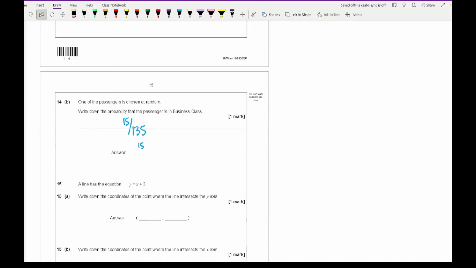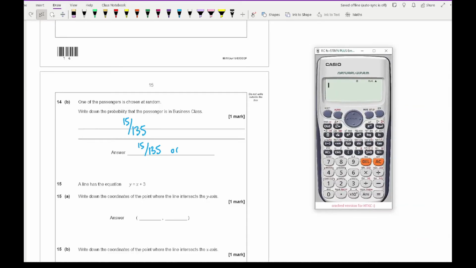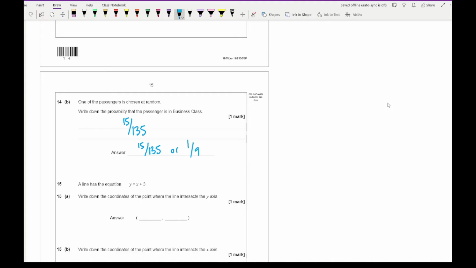Now for this question, because it's only worth 1 mark, we can write it like that, or we can simplify the fraction. And again, you don't need to worry about manually being able to simplify the fraction. We can use our calculator to do that for us. So if I just type in 15 divided by 135, press equals, it's already simplified it to give me 1/9.